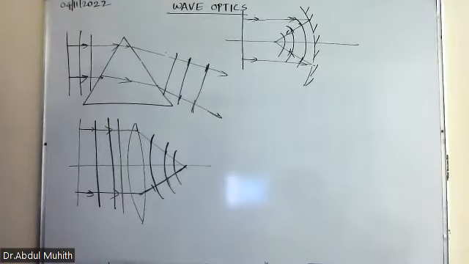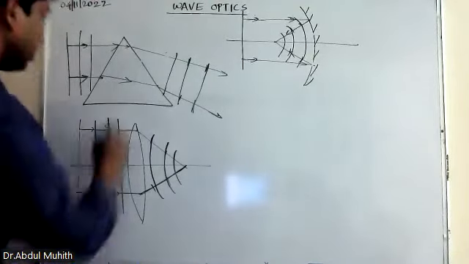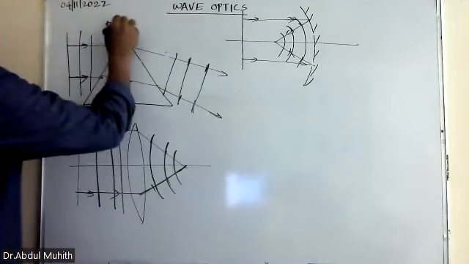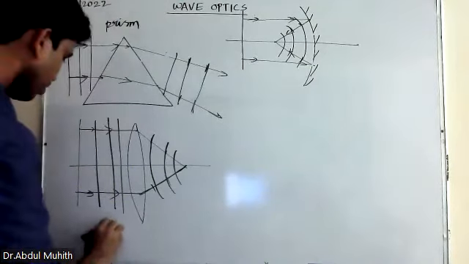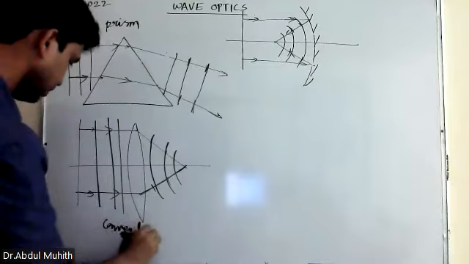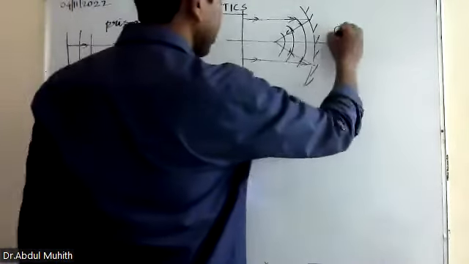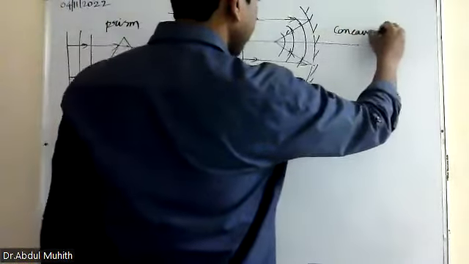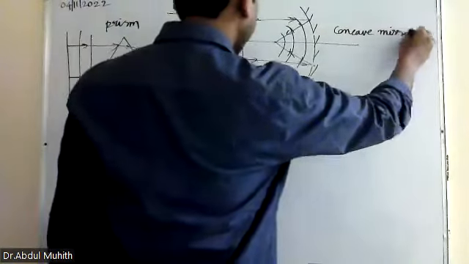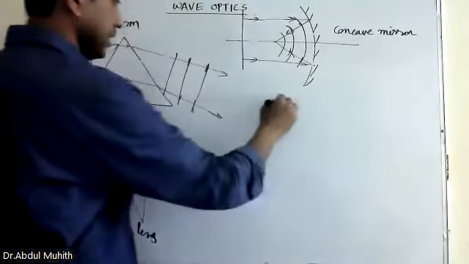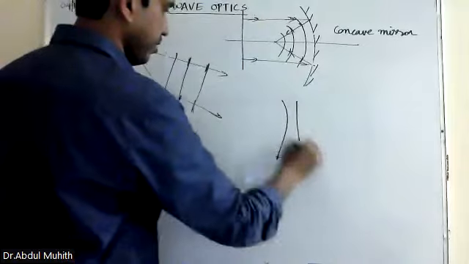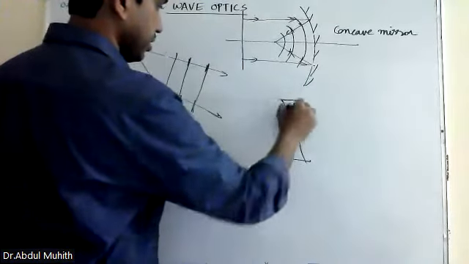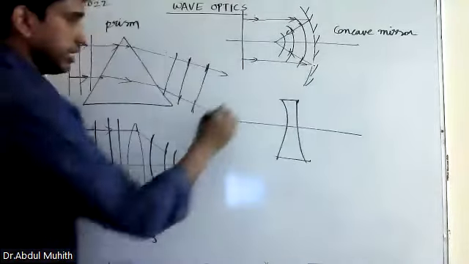Now this is about focal length for a convex lens. Here I am taking a prism, a convex lens, and a concave mirror. Next one is what? Convex, concave lens. Concave lens. Now again, same thing.